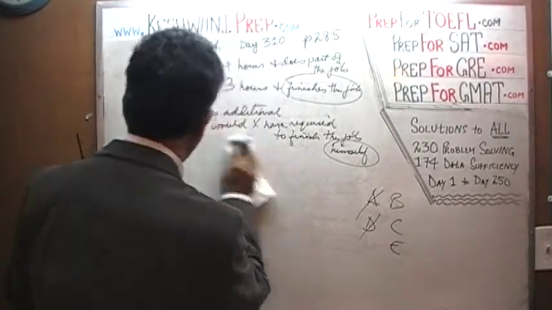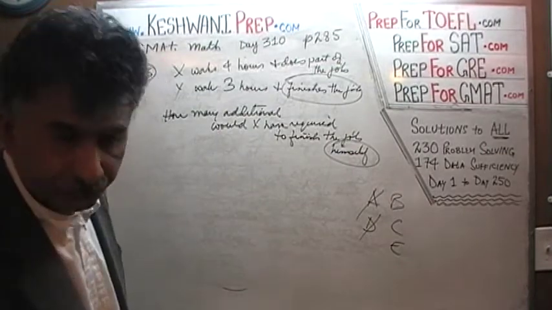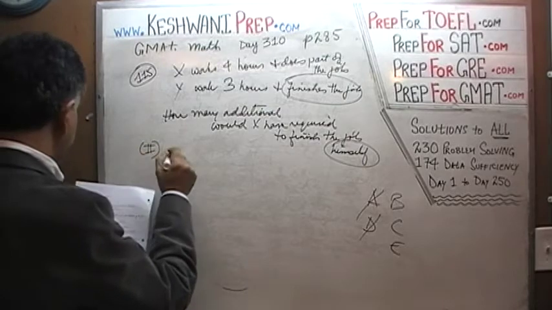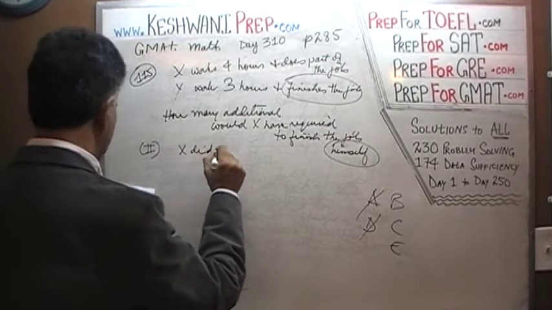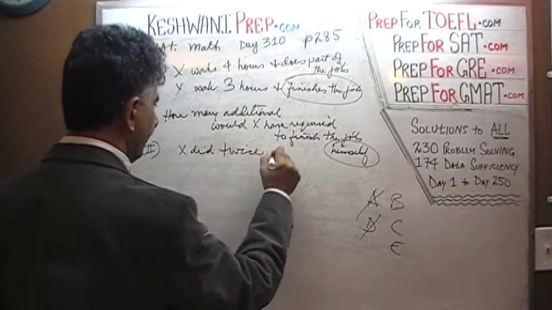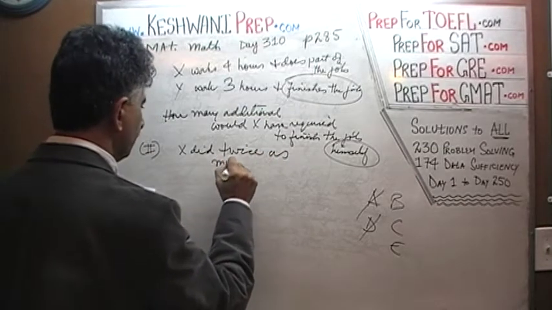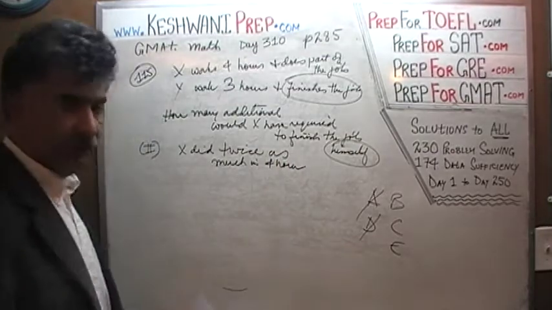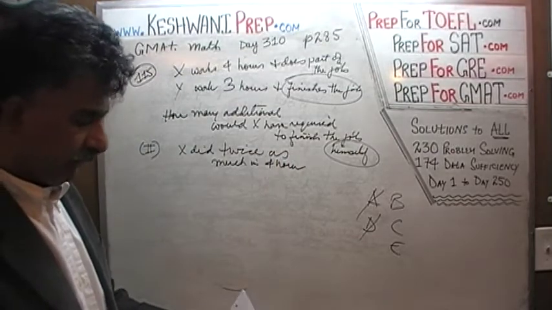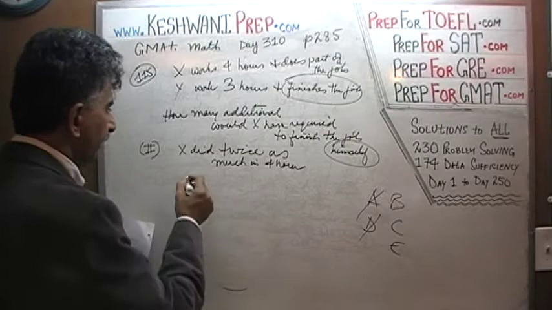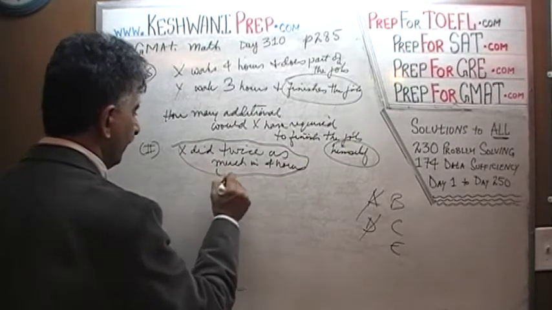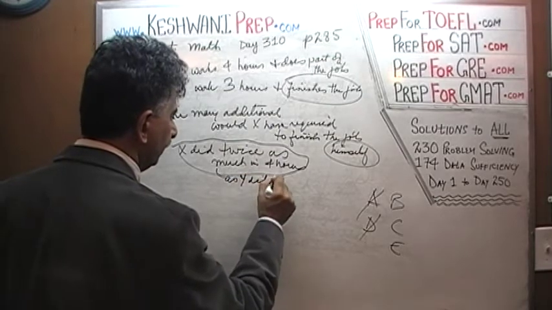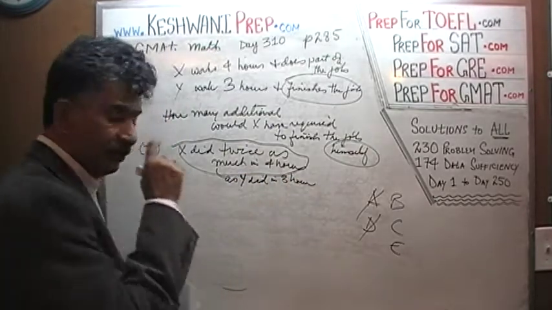So everything that we learned from the first statement goes away, and now we look at the second statement from scratch. The second statement tells us that X did twice as much in 4 hours as Y did in 3 hours. Well, that is very useful. Now, what does that tell us?